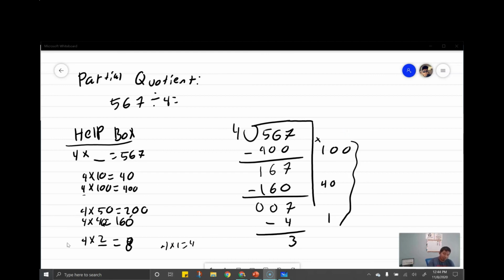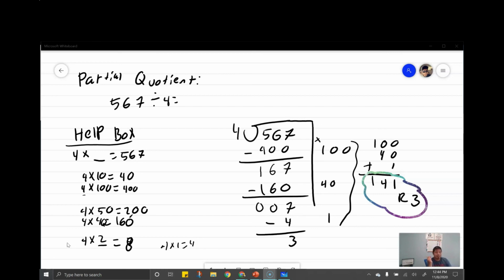So now what do you think I have to do with all these numbers? Good, I add them up. So 100 plus 40 plus 1. 0 plus 0 plus 1, 1. 0 plus 4, 4. And then bring down my 1, with a remainder of 3. So that's my quotient. Good job using the academic vocabulary.